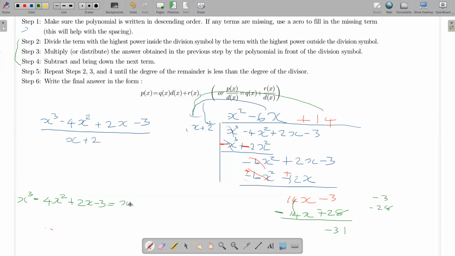Okay, so that is x squared plus 6x plus 14. This is the quotient. The number comes here and x plus 2 in the denominator. Okay, and minus 31. Like we do when we were dividing numbers, no?